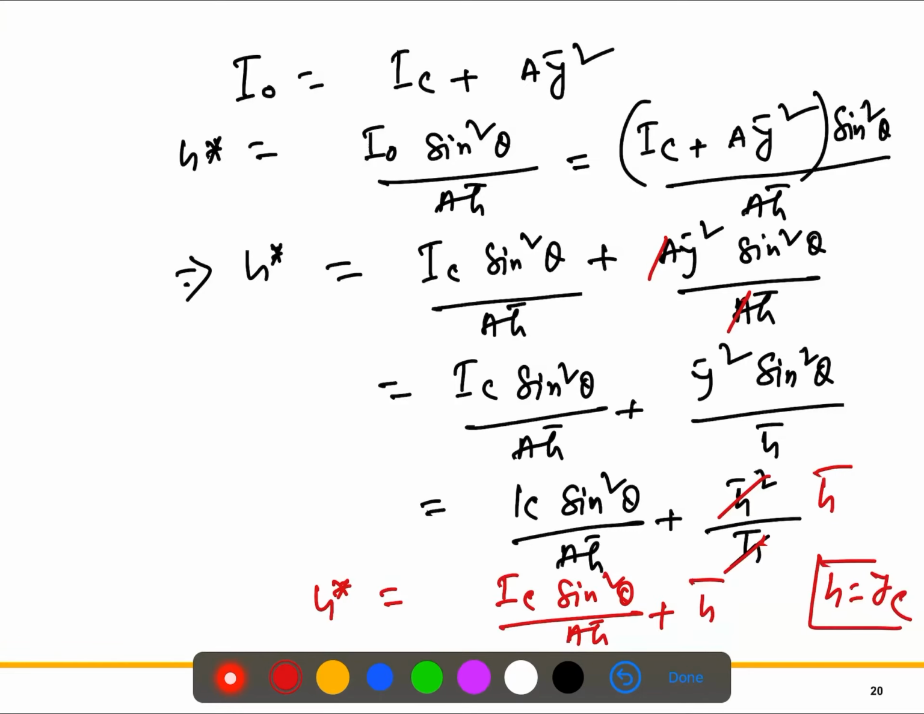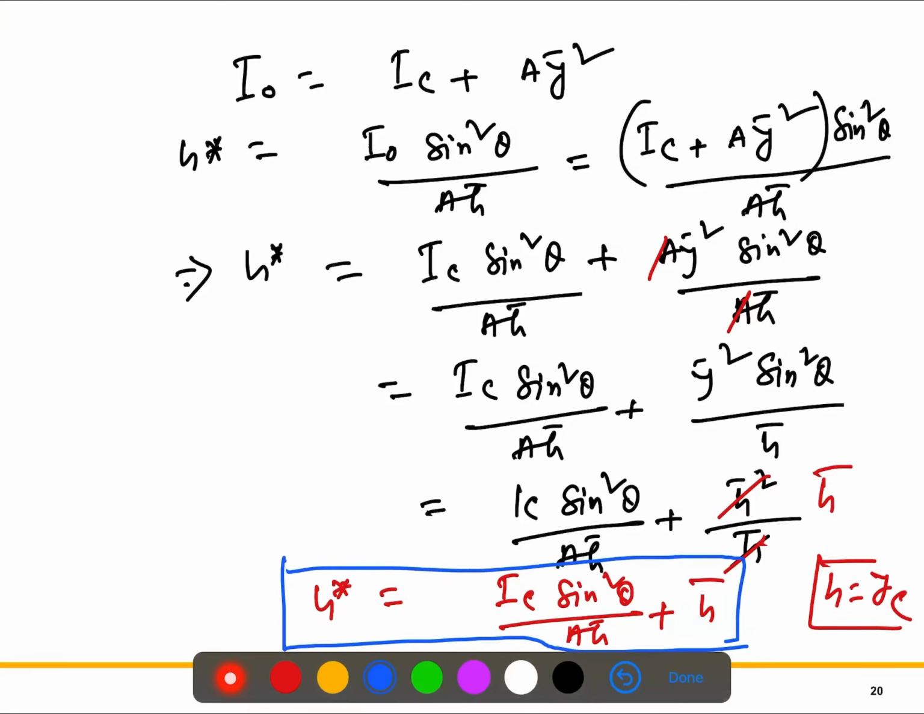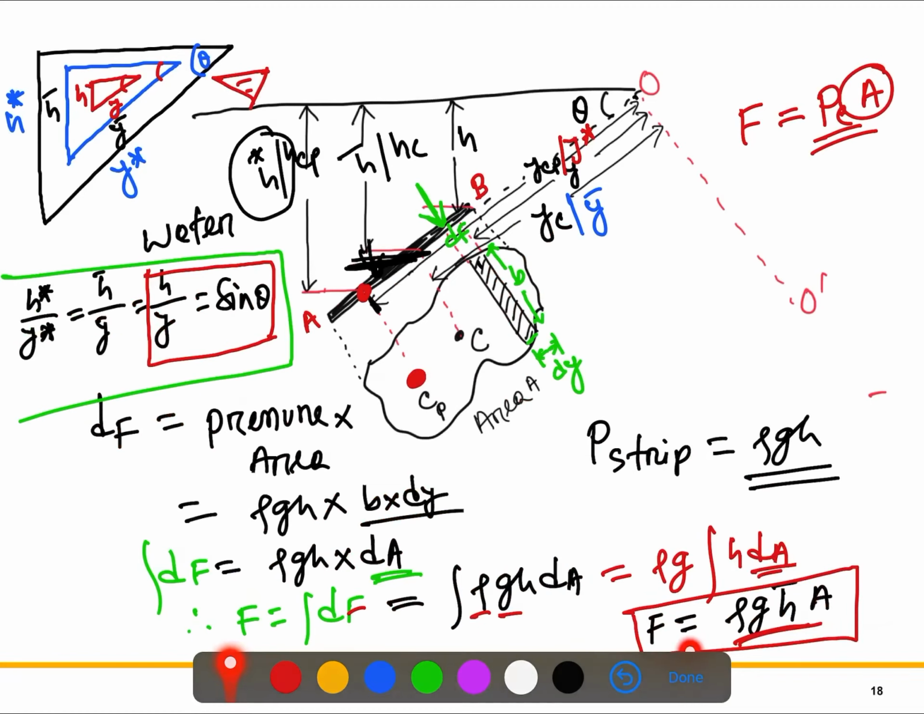So you see here, this is the final term we got: the distance h star equals I C sine square theta over A h bar, plus h bar. We used the triangle formula, that ratio we did previously. We are going to use this value when we solve the problem and calculate this h bar. Previously we calculated the force rho g h bar A. So the magnitude of the resultant force is this, and the value of h CP we will calculate using that formula.